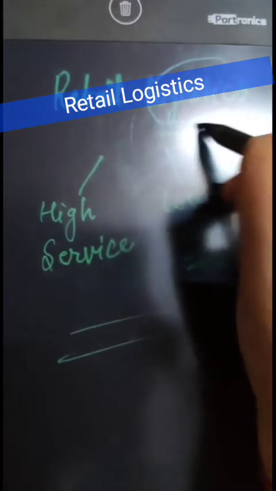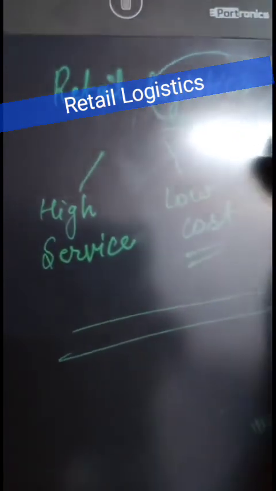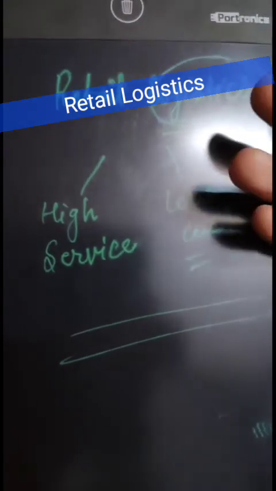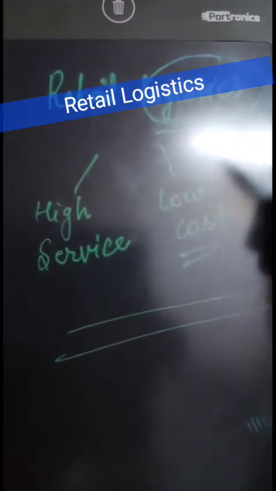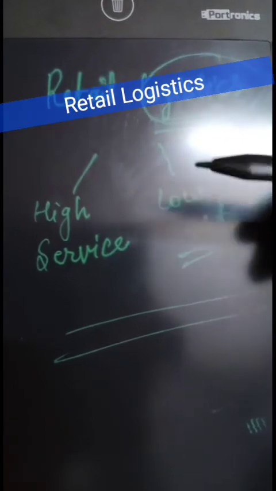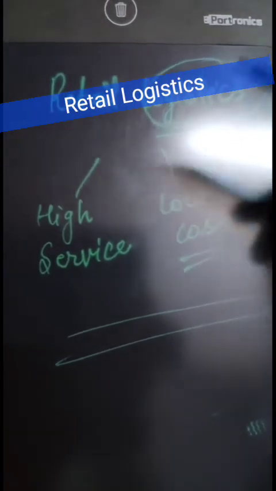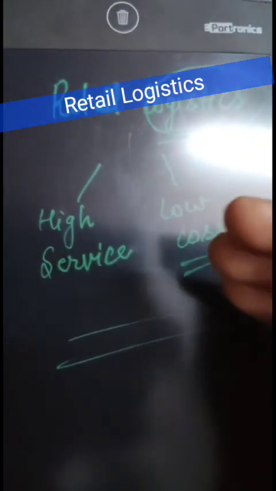So we can say that logistics is the function of making goods and other resources physically available for use as and when required. Retailing is one of the activities within the overall distribution function.